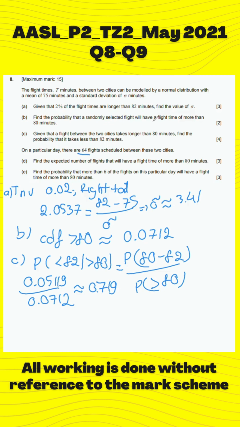Okay, D, expected number of flights that are more than 80. That's 64 flights in total. So to find the expected value, we multiply with P, which is 64 multiplied with 0.0712. So it's nearly 4.56 flights.